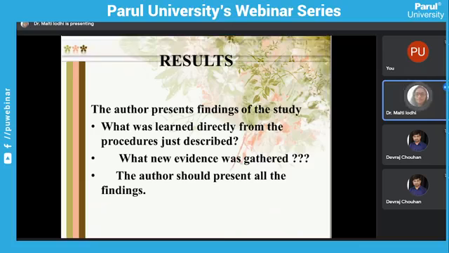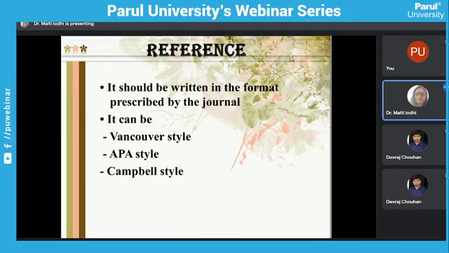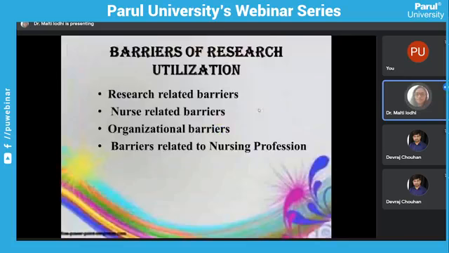Now, results: what are the findings? The author should present all the findings which have been found. Now, discussions: implications, strengths and weaknesses can be discussed by the authors. Now, references are to be given according to the policies of their institution or organization.